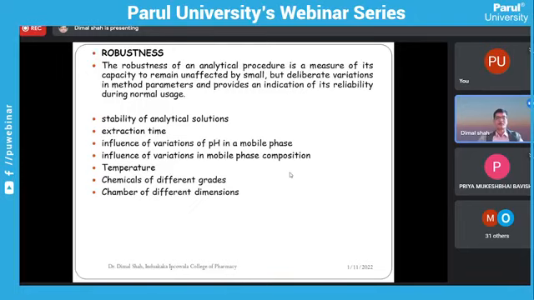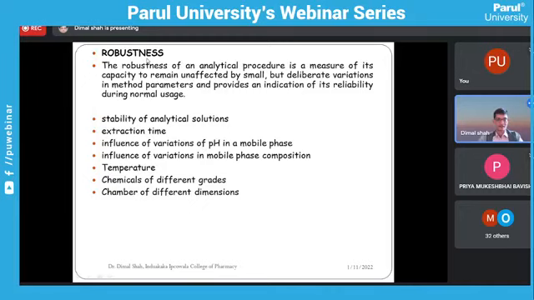Robustness plays an important role in HPTLC method development, where various parameters can influence the result, and we should carry out deliberate changes in certain parameters like the composition of the mobile phase, chemicals of different grades, and chambers of different dimensions. Even the effect of pH, temperature, and chamber saturation time must also be checked to prove the robustness of the method.